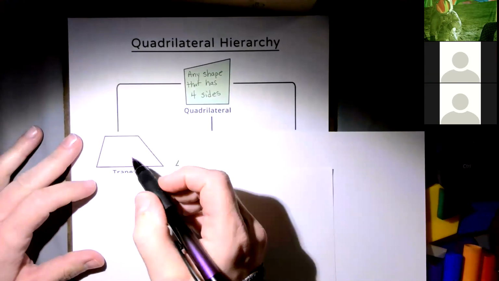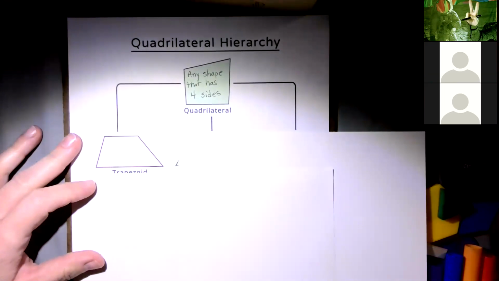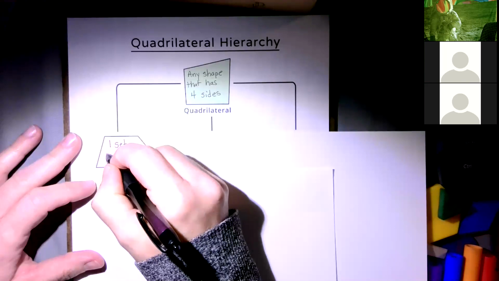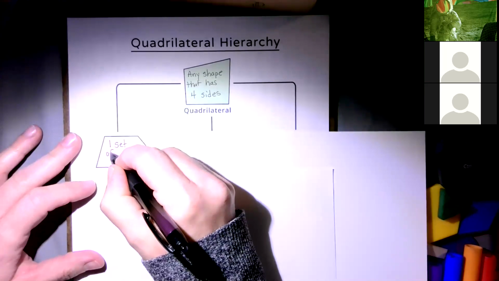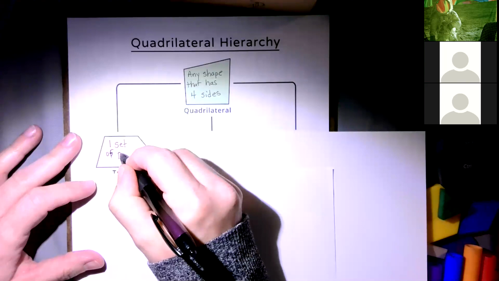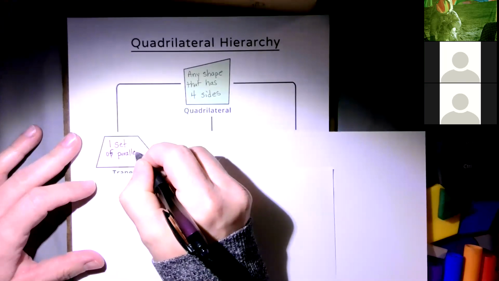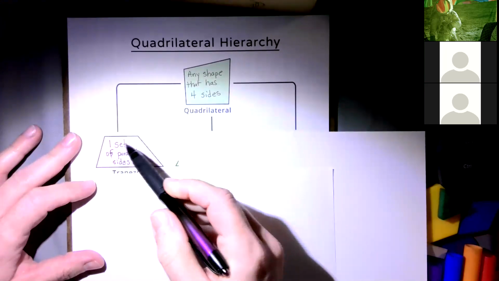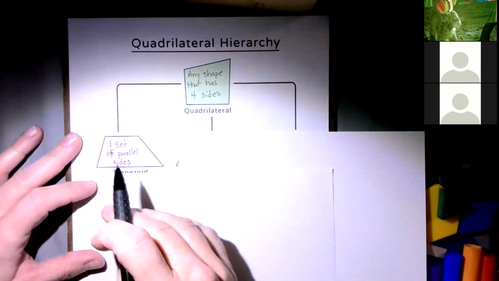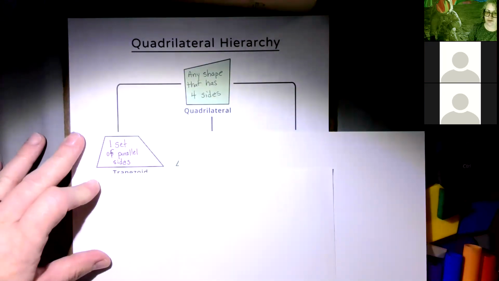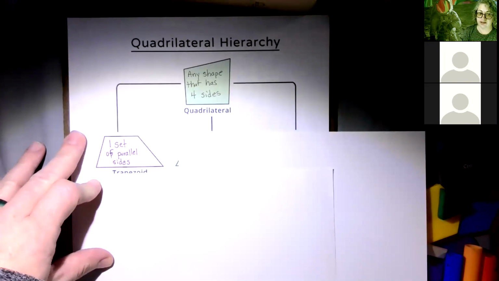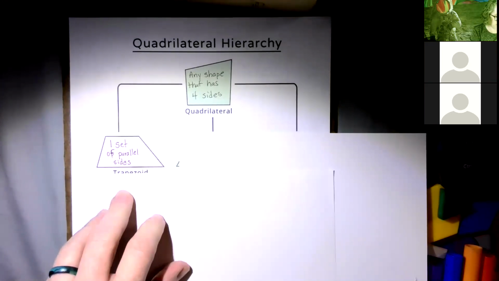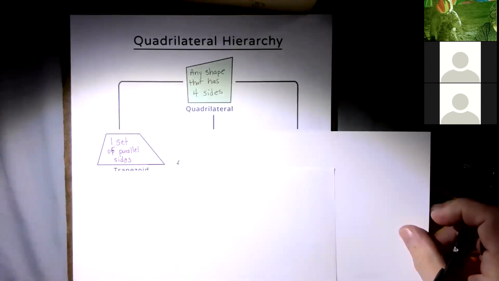So that is a set. A set is always two of something. So it has one set of parallel sides. Because this one happens to be top and bottom. If I turn this paper sideways, it'd be like left and right. It just depends on how it's setting. But it's just one set. And a set is like a pair, two of something. Okay.